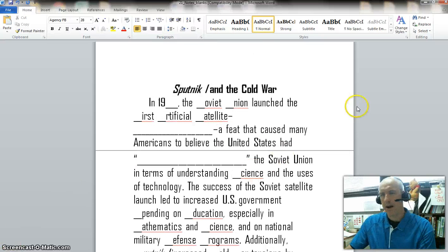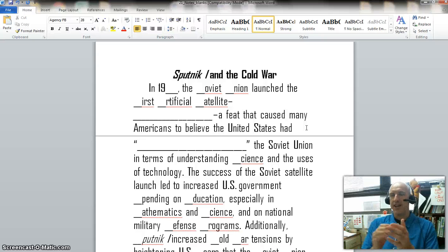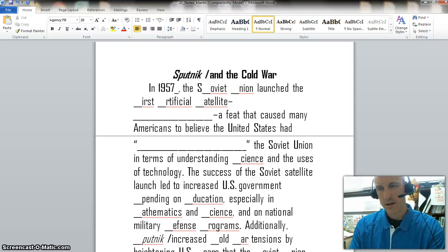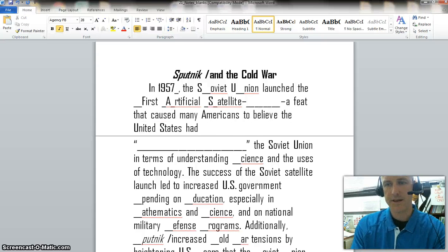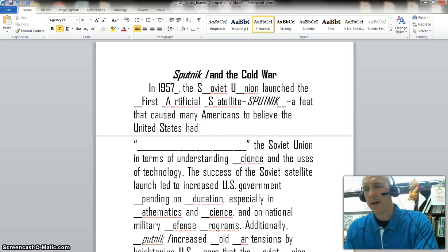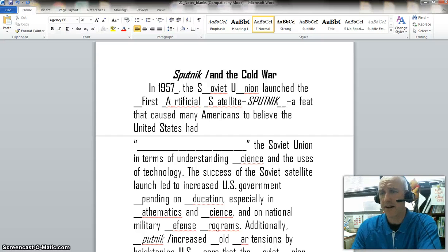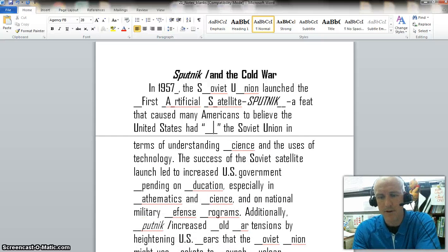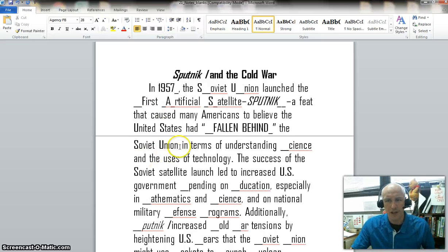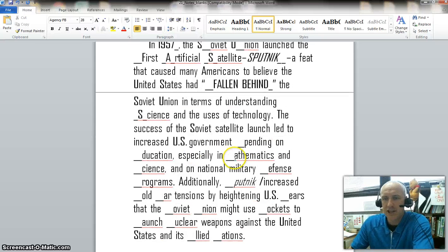Very good. All right, our last topic is going to be technology in our military. Check it out. All right, so the year is 1957. The Soviet Union launched the first artificial satellite. That's right, artificial satellite. Its name is, you got to know what it is, Sputnik. Sputnik, all right, which is about the size of a basketball. It's flying around in space, a feat that caused many Americans to believe the United States, this is what people started saying, this was in our newspapers, the United States had fallen behind. Oh my gosh, we're falling behind the Soviet Union in terms of understanding science and the uses of technology.